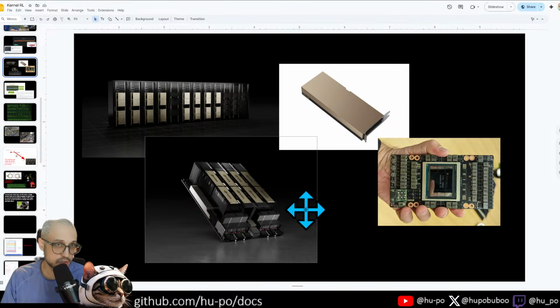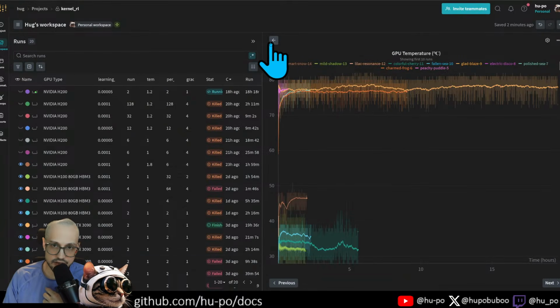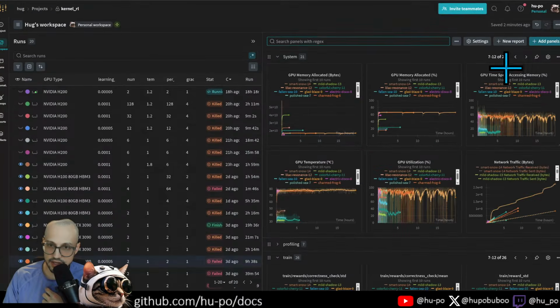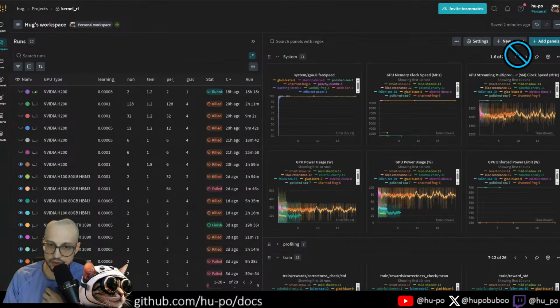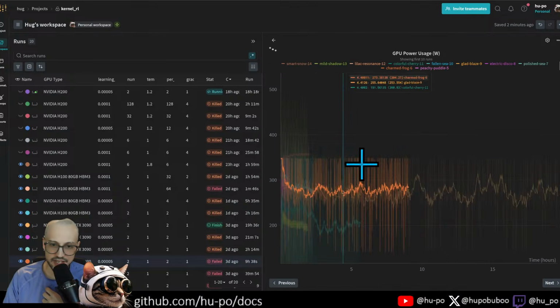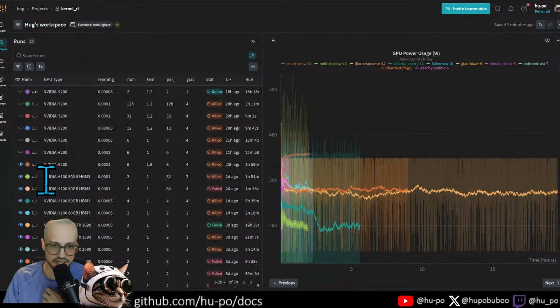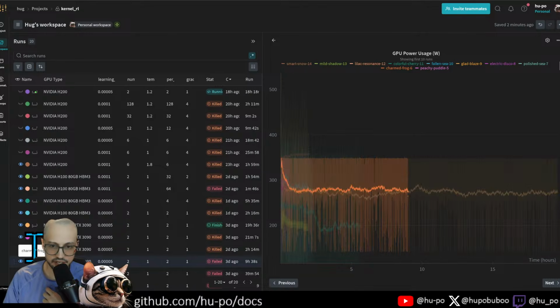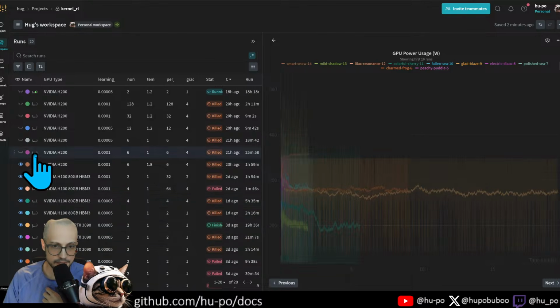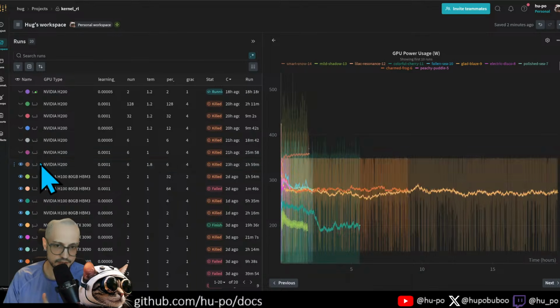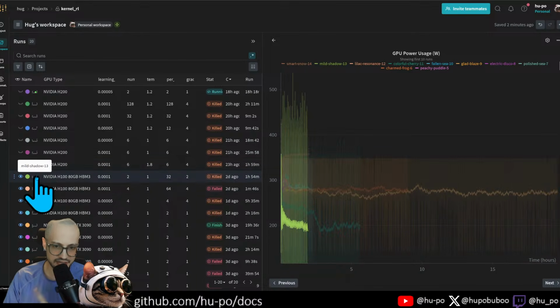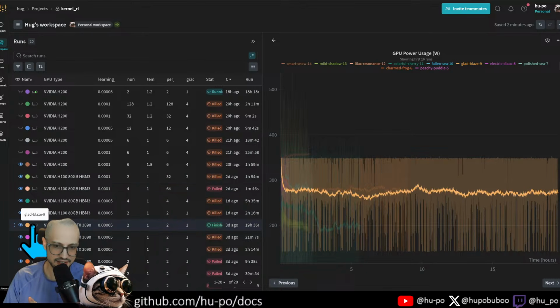Maybe they undervolt compared to gaming GPUs. Yeah, that's another thing you can look at. For example, you can look at the GPU power usage right here, right? Interestingly, look at this. The 3090, so these right here, compared to the H200, the H200 uses more power than all of them, right? But look at that. The H100 actually uses less power than the 3090.